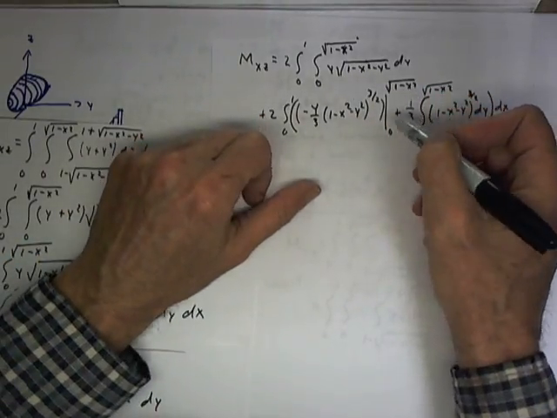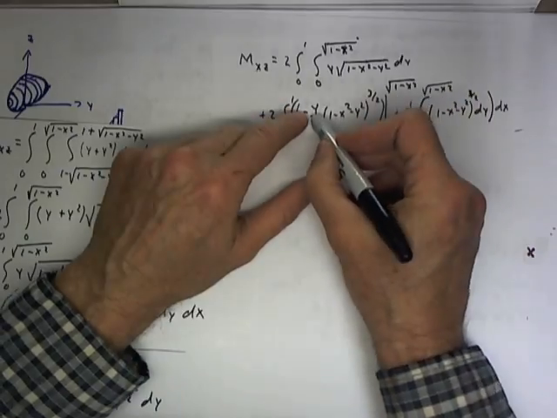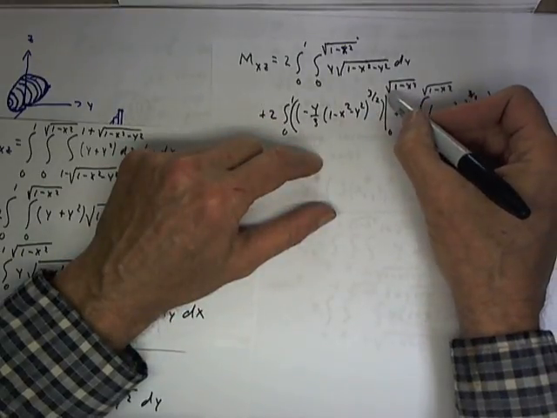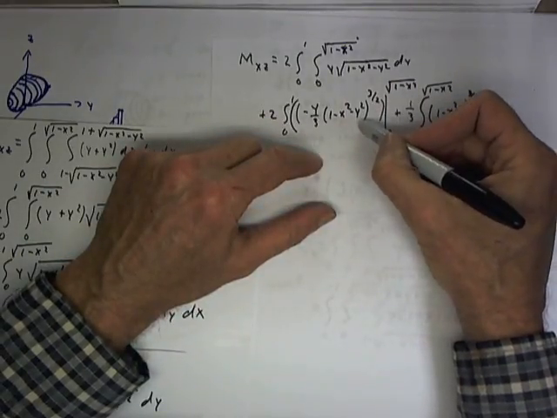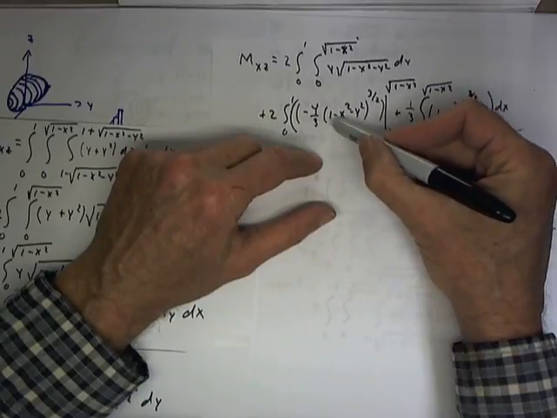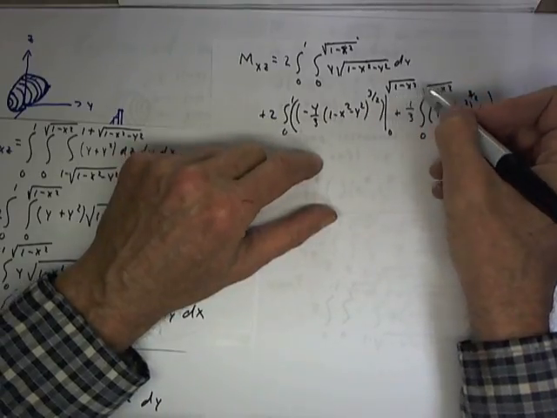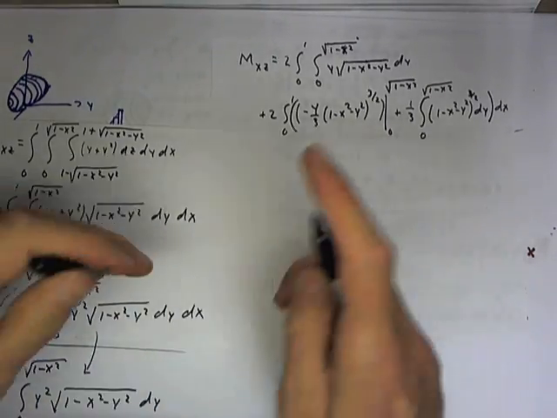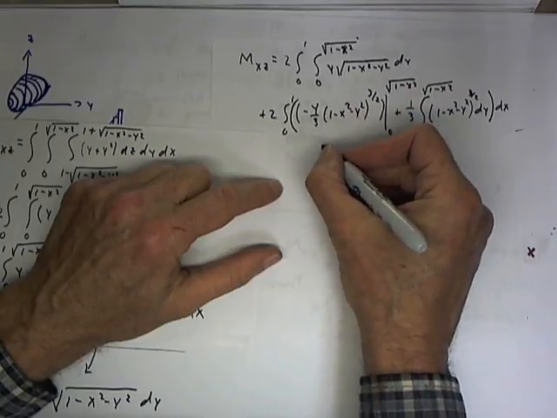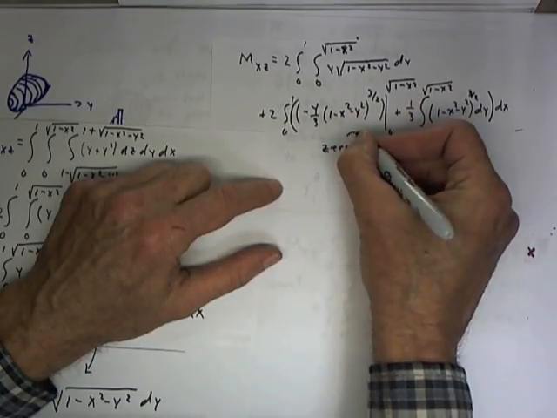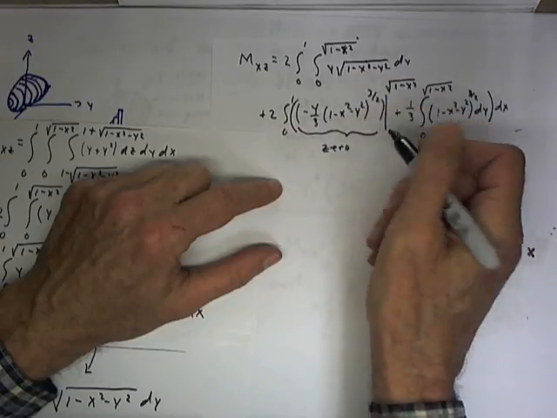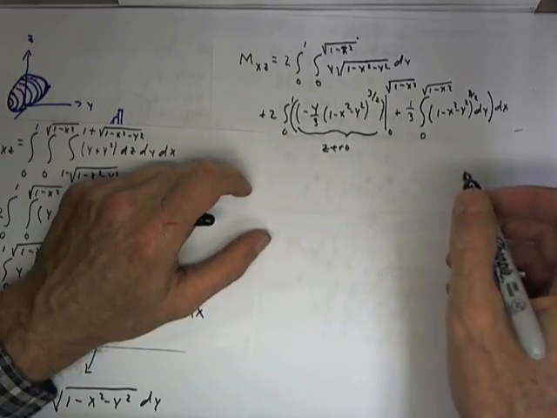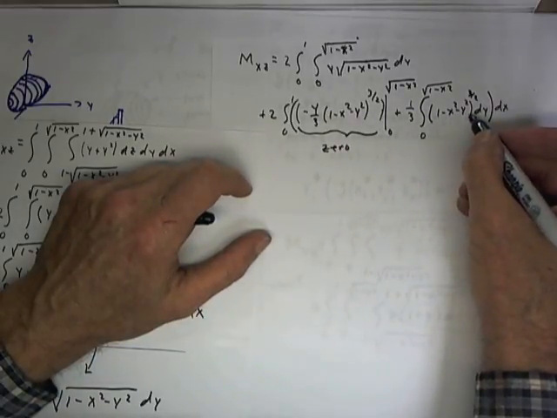Now, substituting y equals 0 into this expression, we get 0 because y is a factor. Substituting the square root of 1 minus x squared into this expression for y, again, gives us 0. We're going to have 1 minus x squared minus 1 minus x squared. So this part is going to be 0. All of this, leaving us just 1/3 times this integral. And we pretty much know how to do this integral.